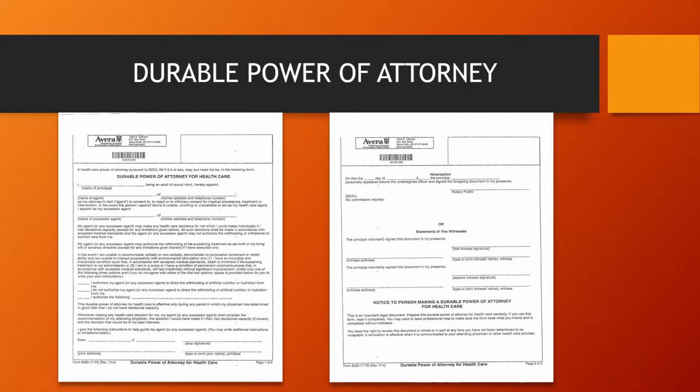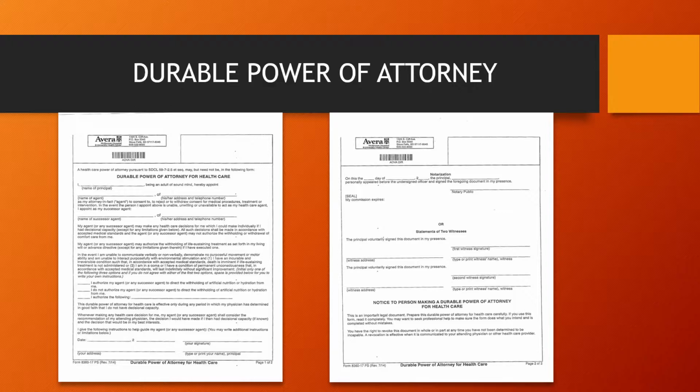This is an example of a durable power of attorney or medical power of attorney paperwork. It allows the patient to provide up to 3 people that they are comfortable with making decisions for them if they are unable to make decisions. They do go in order. So the first person is the primary power of attorney. If they are unwilling or unable to act, then it kind of rolls downhill to the second and the third.